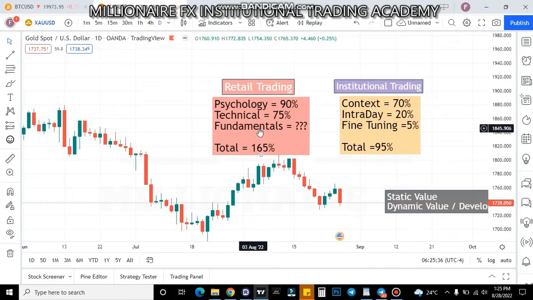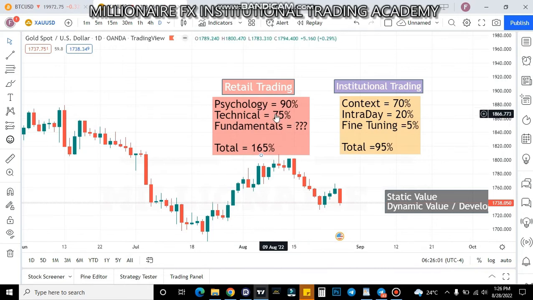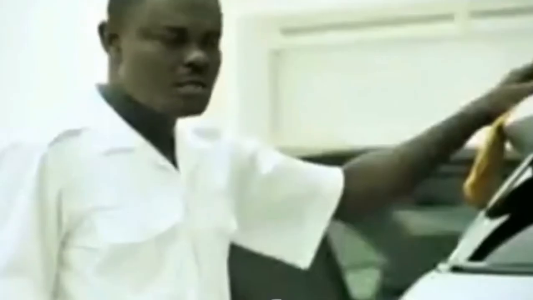So retail technical analysis is 75%, and this means that you're left with 25% to make 100. So basically you have 25% chances of blowing your account, and that's a huge percentage. If they tell you to risk 1% of your account, I'm risking 1%. Imagine you risking 25% with your strategy.